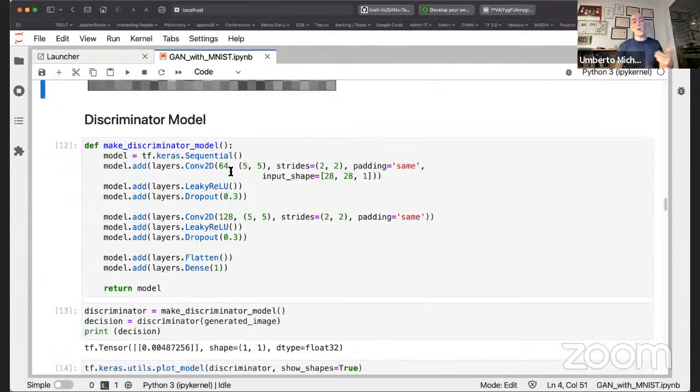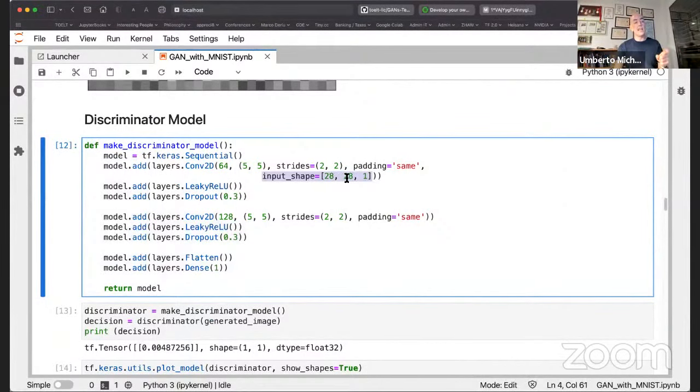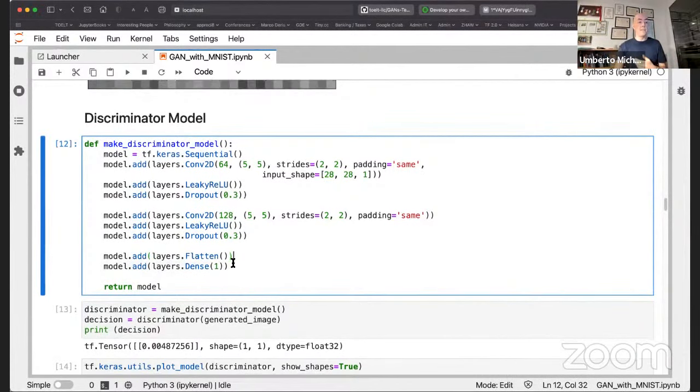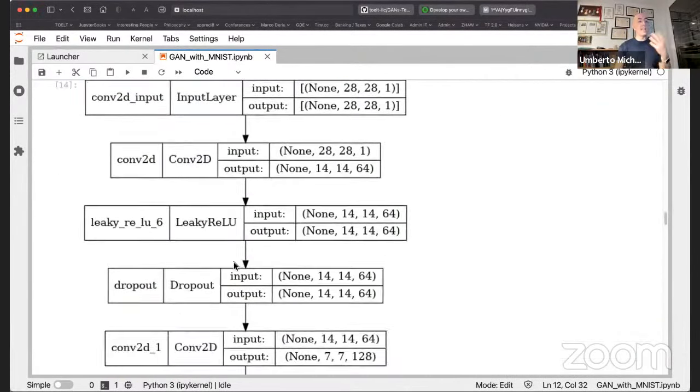In this case, it's actually quite a small one. And here it's the opposite: the input is an image, 28 by 28 by one channel, and the output is one number, the probability of being real. And this is again just the diagram.